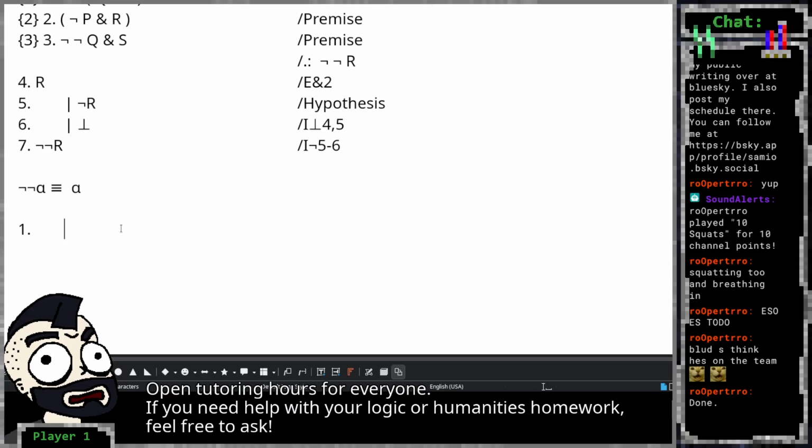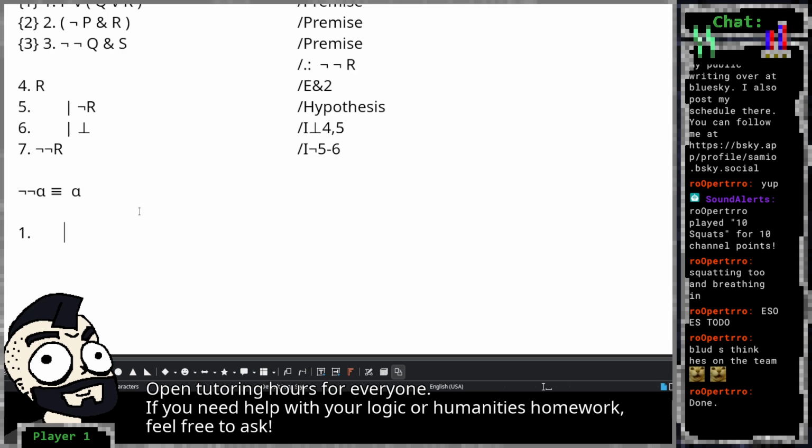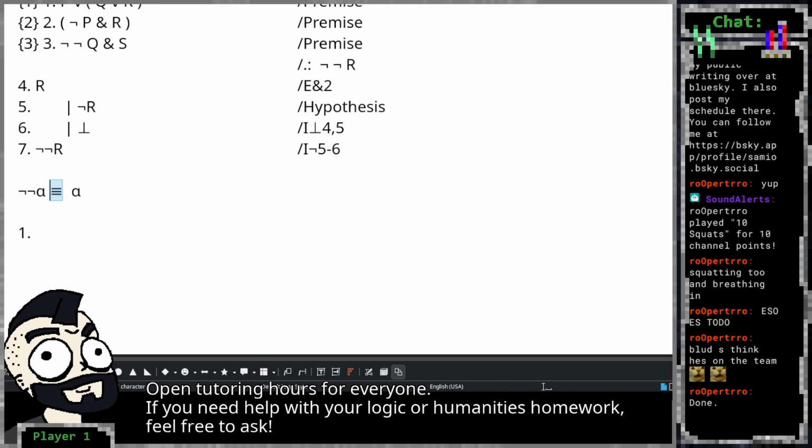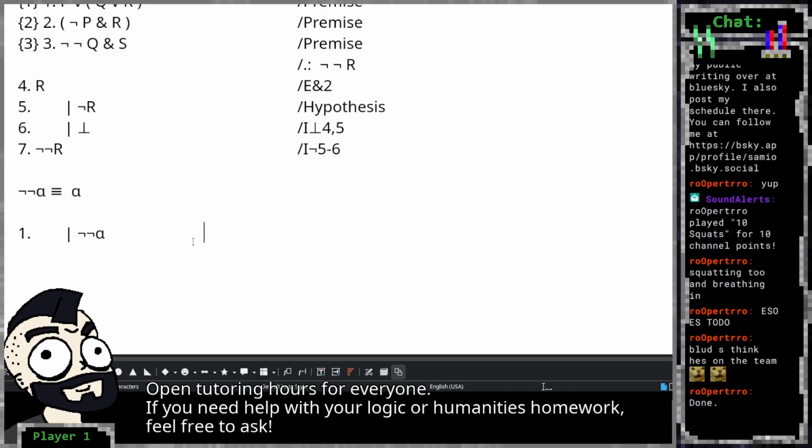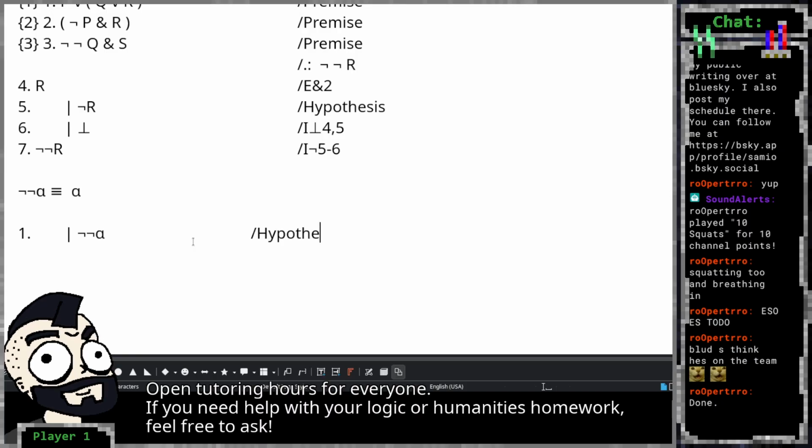If I have no premises, then what do I do? I want a biconditional. So that means I want a conjunction of two conditionals. Okay, so I'll just build two conditionals. I'll build the conditional that goes from the first hypothesis, and I want to get to alpha.